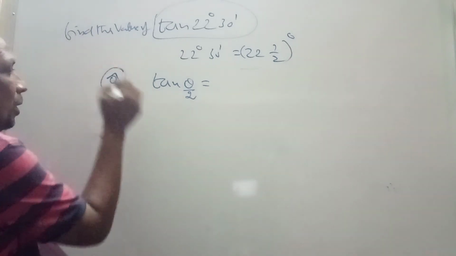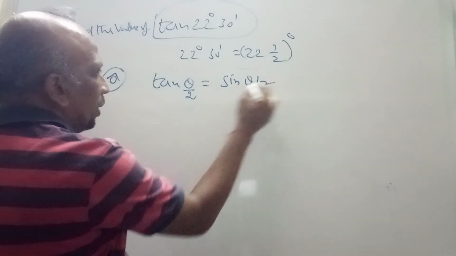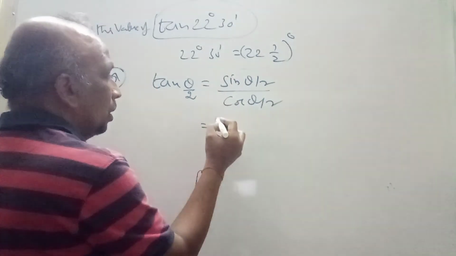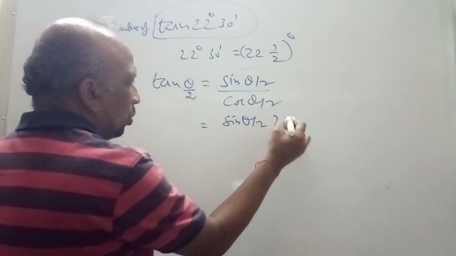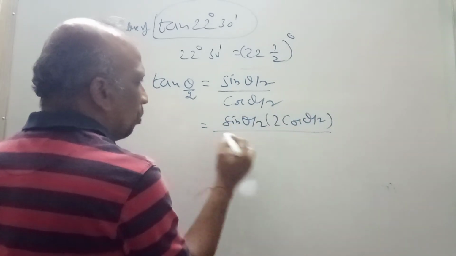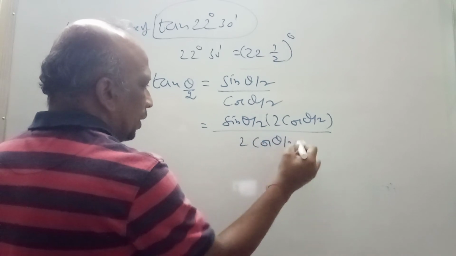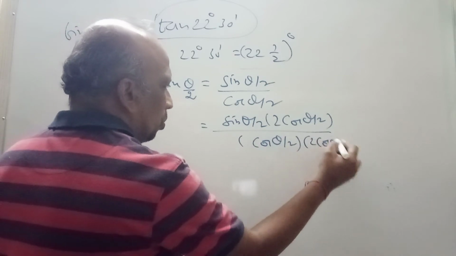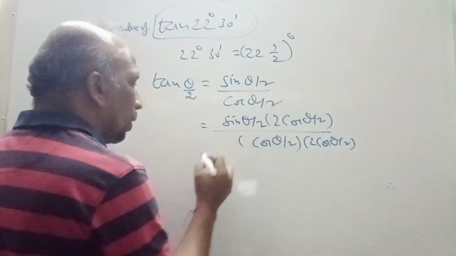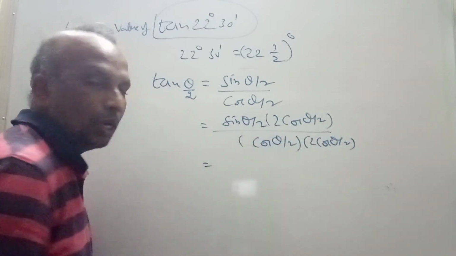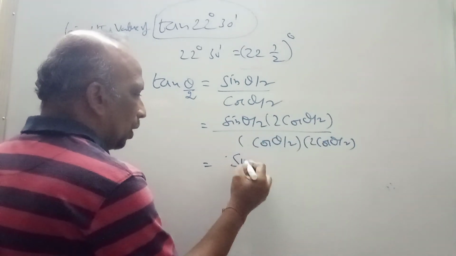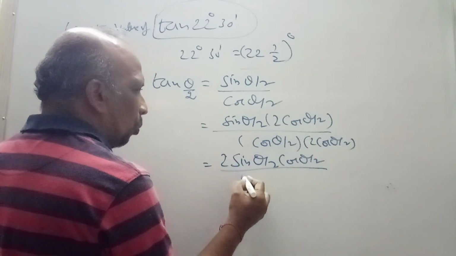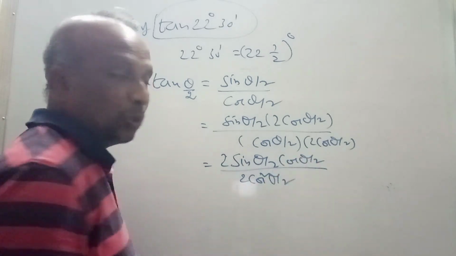Tan theta by 2 equals sin theta by 2 by cos theta by 2. Here I will multiply numerator and denominator by 2 cos theta by 2. Just multiply both. The numerator will become 2 sin theta by 2 cos theta by 2, and the denominator 2 cos square theta by 2, right?